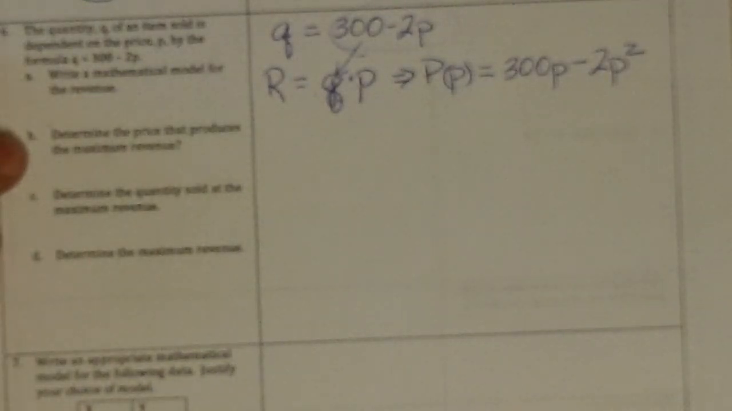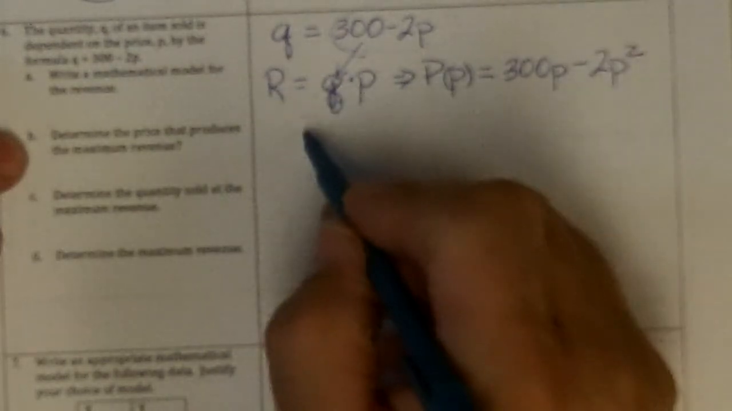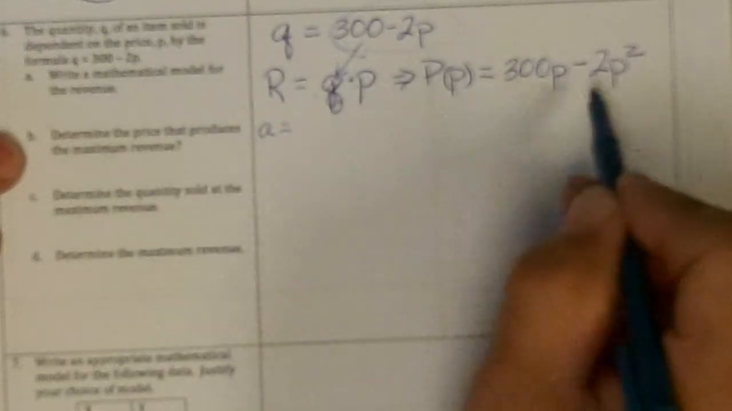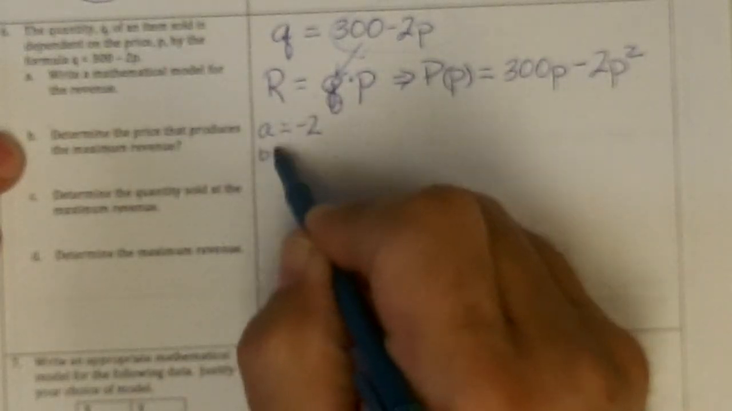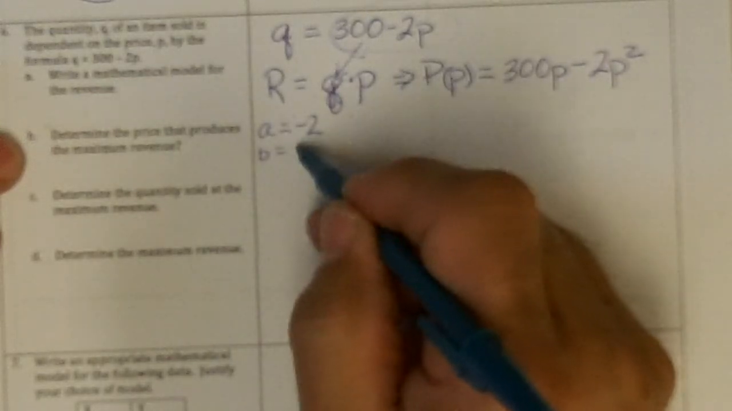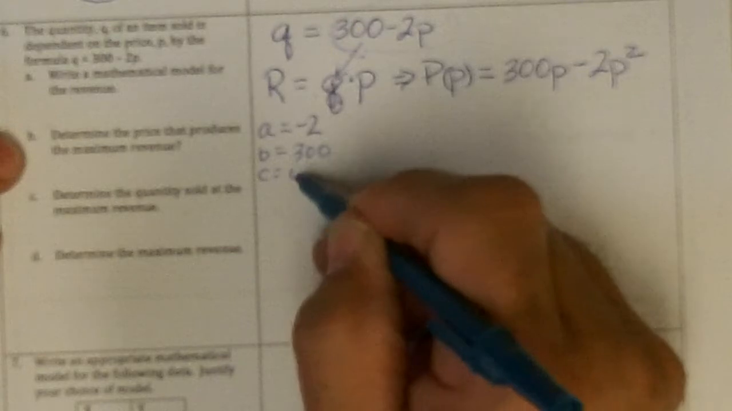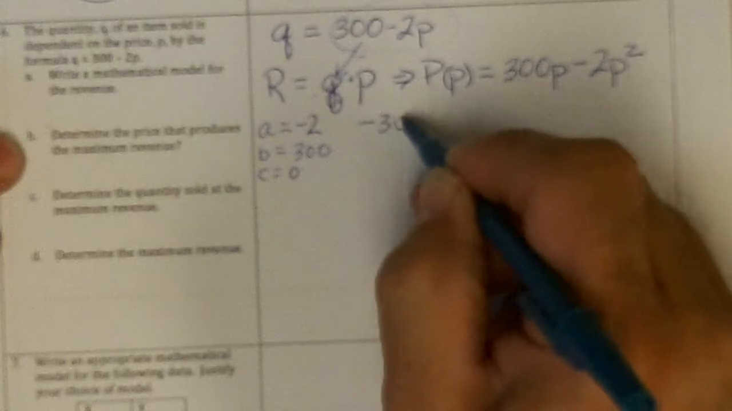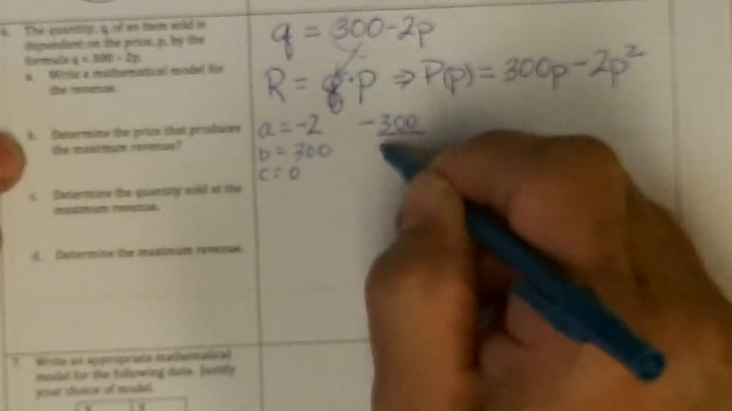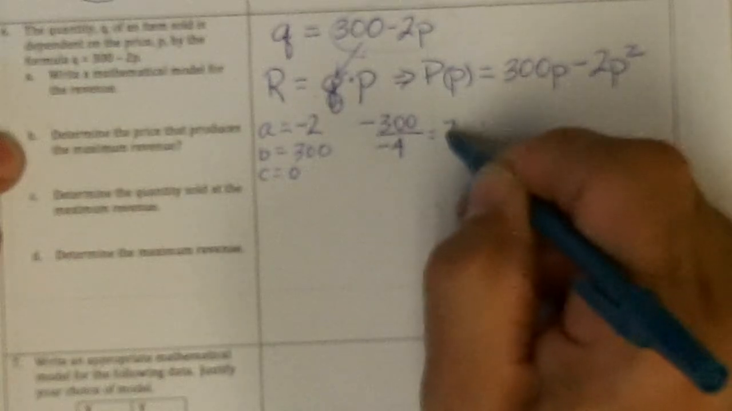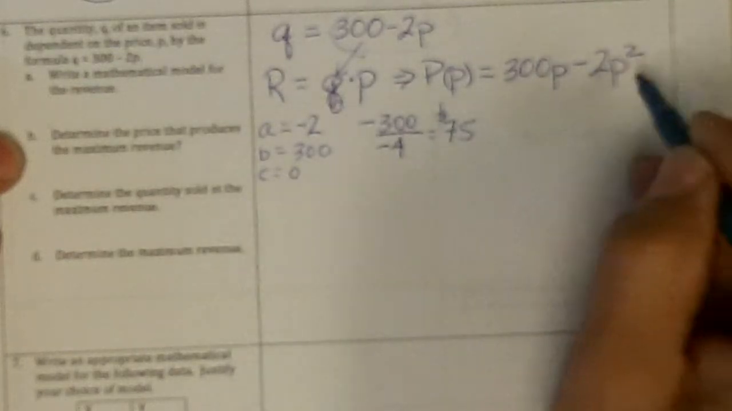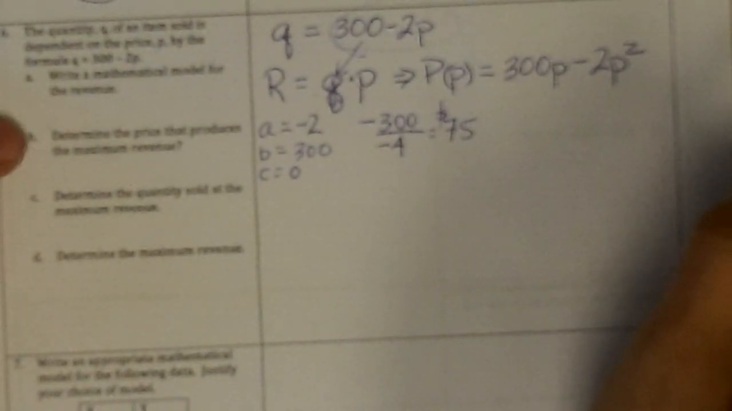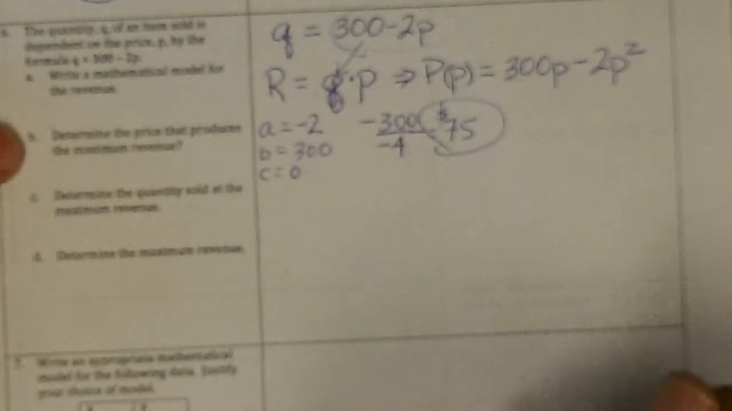Determine the price that produces the maximum revenue. Well, that would be the P of the vertex, which is minus B over 2 times A. So A is negative 2. B is 300. And C is non-existent. So the opposite of B over 2 times A is 75. That's the price. So I'm just going to call it dollars. It didn't say what the price is in, so I'll just say dollars just to help you see it. So that's the price that will produce the maximum revenue.